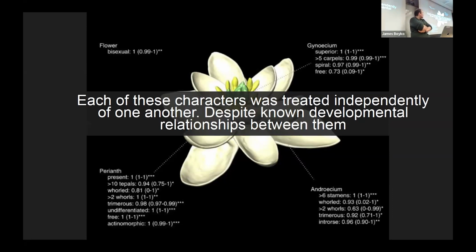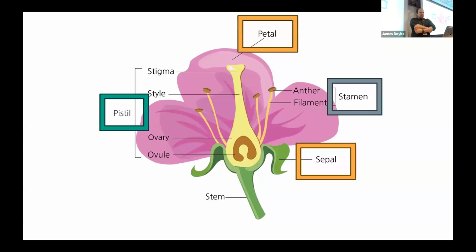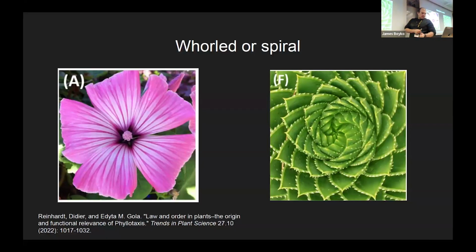Each of these characters in this previous study was treated completely independently of one another. I have a little diagram here. Whether your petal changes to a particular orientation, or your stamen, or your sepal, or your pistil, all of these things were allowed to evolve independently. But you can imagine a flower is really an integrated unit. You should be considering how these changes depend on one another. And the character they were particularly interested in was this whorl versus spiral character.